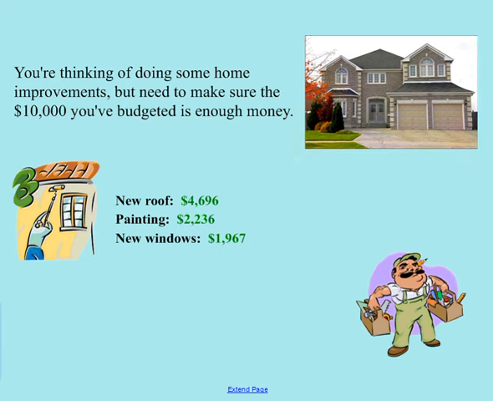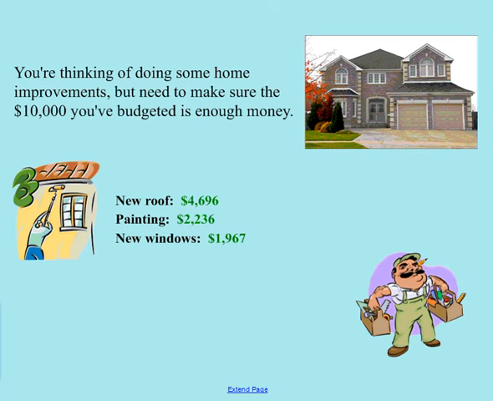Here's another example. You're thinking of doing some home improvements, but need to make sure the $10,000 you've budgeted is enough money. You know that a new roof will cost $4,696, painting will cost $2,236, and new windows will cost $1,967. You want to do a quick calculation to make sure that you come under budget.